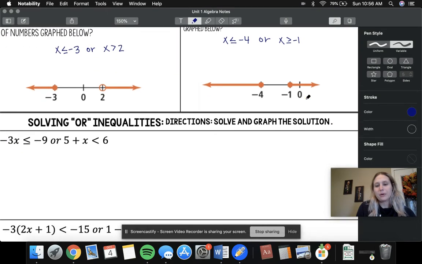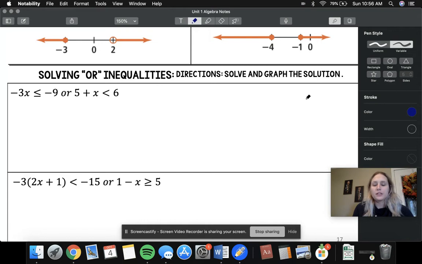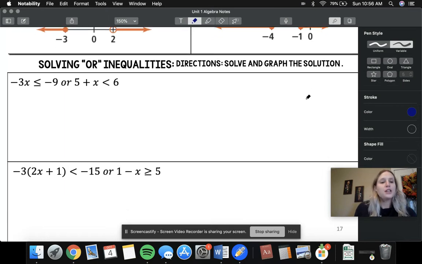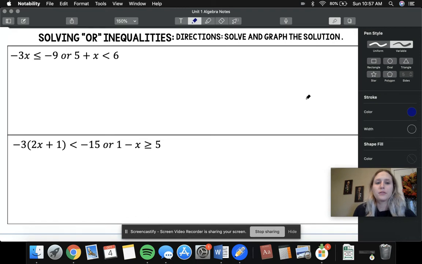Now we're actually going to start solving them. Solving isn't extremely hard. We just have to remember that if we multiply or divide by a negative number, we have to flip the inequality symbol. In the first problem, we have -3x is less than or equal to -9, or 5 plus x is less than 6. We are going to solve this like we normally do. We just have two different problems.